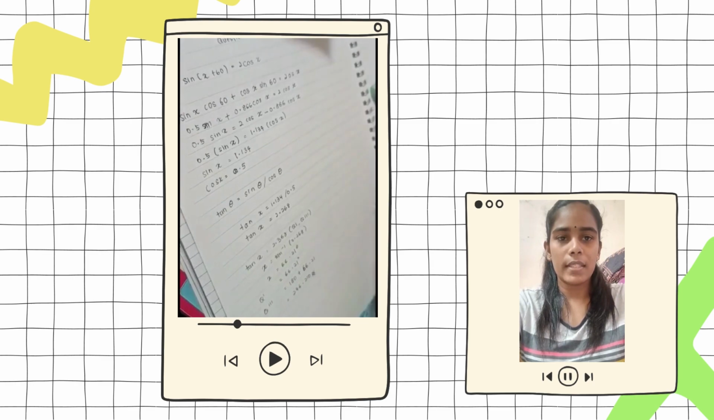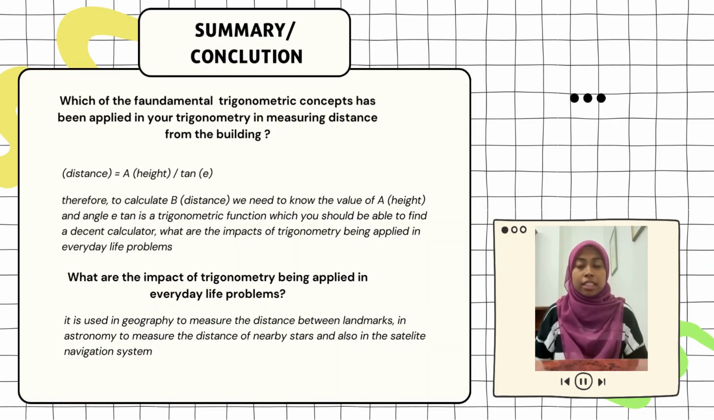Lastly, summary or conclusion. Which of the fundamental trigonometric concepts has been applied in your trigonometry in measuring distance from the building? Trigonometric function. B means distance. A means height. Therefore, to calculate B, distance, we need to know the value of A, height, and the angle.